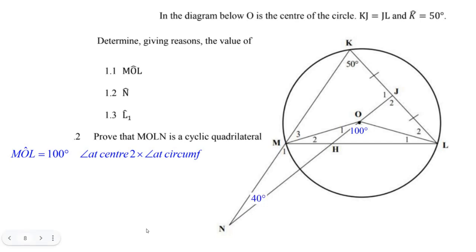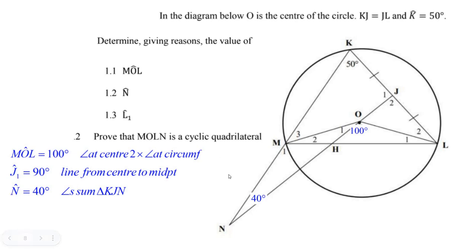And the reason, we just used 2 reasons. We got J1 was 90 because the line from the center to the midpoint makes it 90 degrees. And we know N is 40 because 40 and 50 and 90 add up to 180. Well, there's N all done.